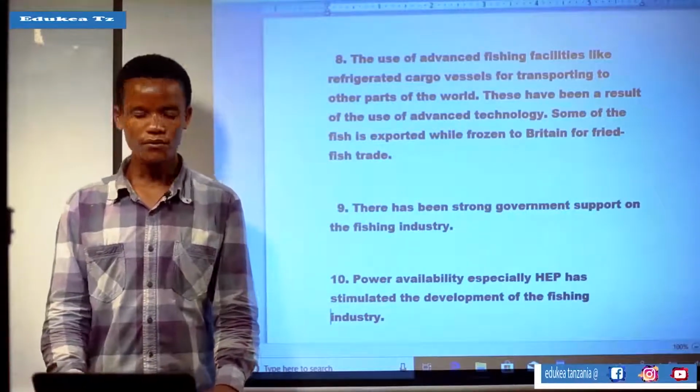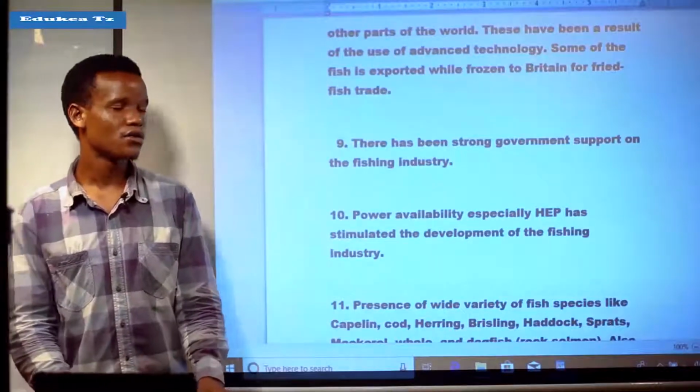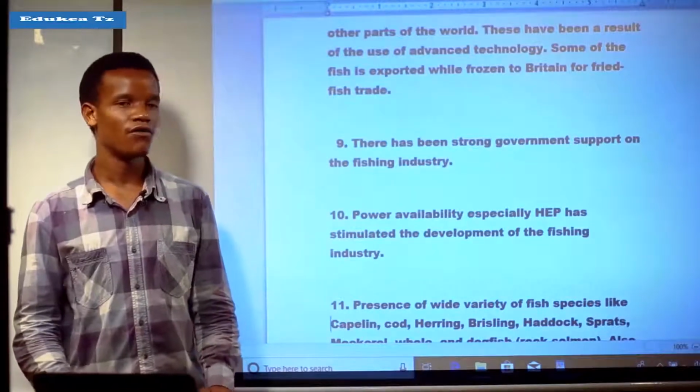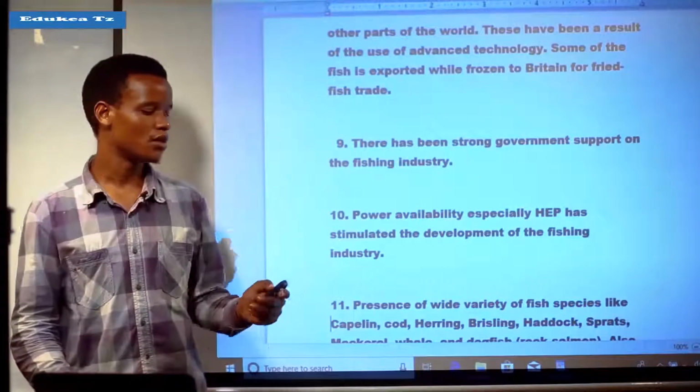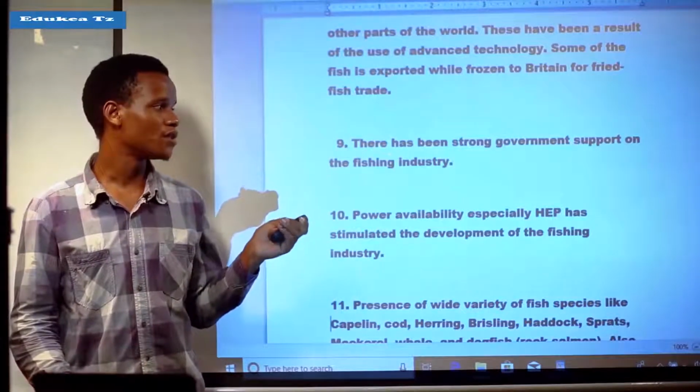So let's now see another reason or factor that contributed much to the development of the fishing industry in Norway. That is, there has been strong government support for the fishing industry.